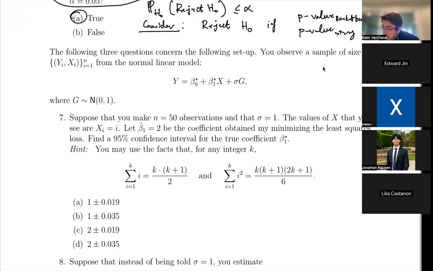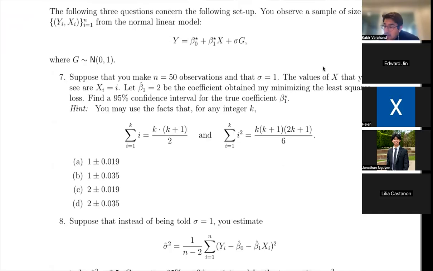Anyway, so we'll move on to the next question. The next set of questions concern the usual normal linear model.